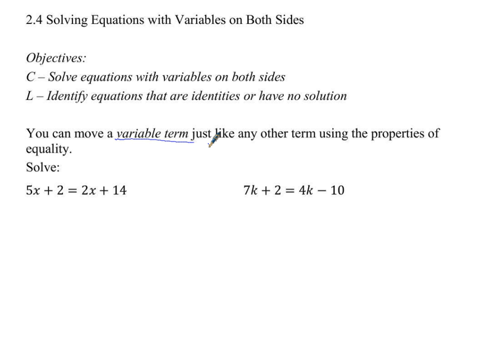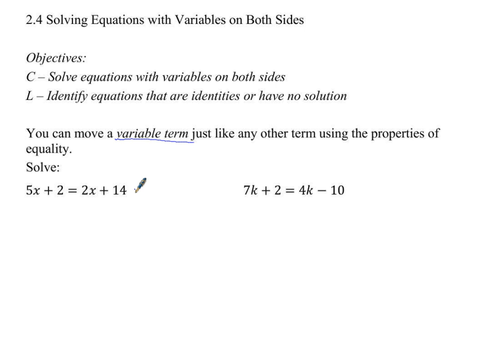If I want to solve this equation, 5x plus 2 equals 2x plus 14, I have to get all the x terms on one side and all the constant terms on the other. For now, let's just get the x terms on the left side and then the constant terms on the right side. It doesn't matter which side you put the x terms on. I'll talk a little bit later about when you might want to put the x term on the right side. For now, though, let's just do the left.